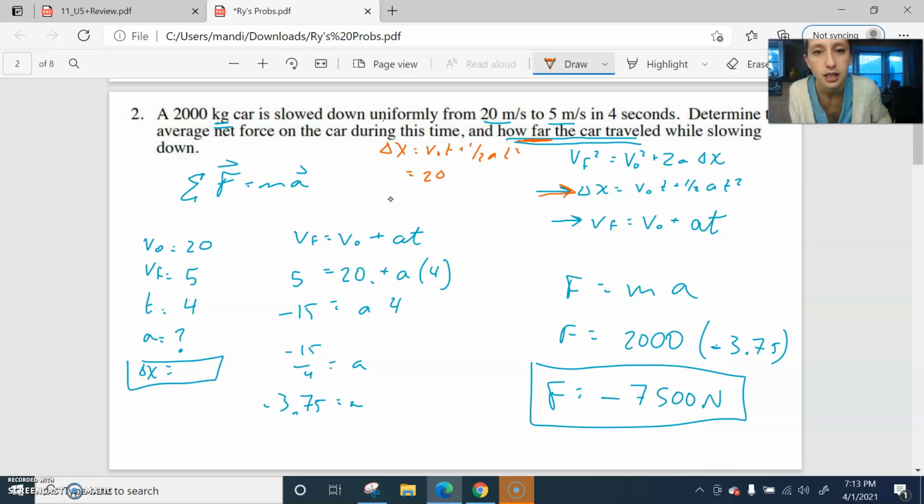V naught's 20, T is 4, plus 1/2 acceleration is negative 3.75. T is 4, and we're going to square it. So the T goes in this formula in 2 places, but you still use the same form. So 20 times 4 is 80. Half of negative 3.75 times 4 times 4 is negative 30. So we went 50 meters. That's a weird question. So it took us 50 meters and a force of negative 7,500 newtons to slow us down and do that thing. All right.